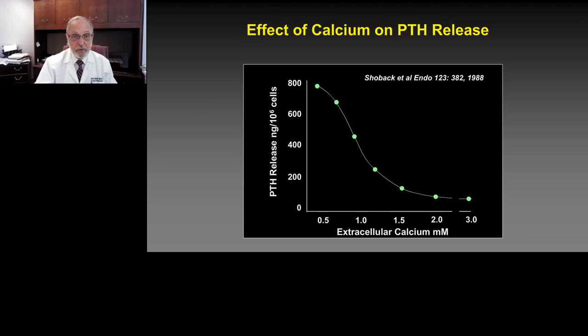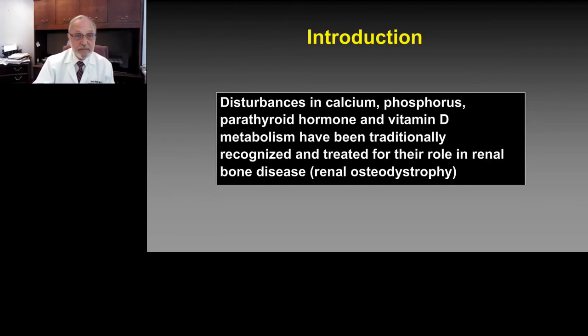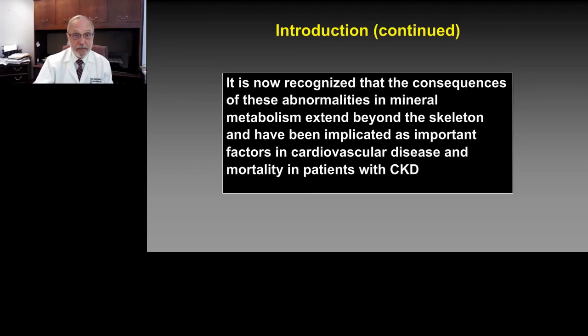So let's move then to talk about what happens in kidney disease. Let me point out that disturbances in calcium, phosphorus, parathyroid hormone, and vitamin D metabolism have been traditionally recognized and treated for their role in causing renal bone disease, or renal osteodystrophy. This has changed a little bit in recent years because it is now recognized that the consequences of these abnormalities on mineral metabolism extend beyond the skeleton, and in fact have been implicated as important factors in cardiovascular disease and contribute importantly to mortality in these patients with chronic kidney disease.